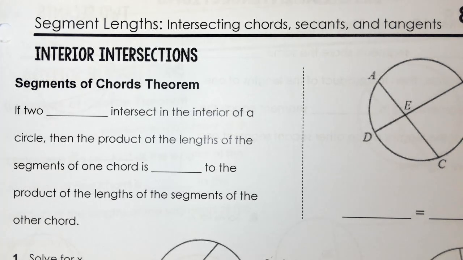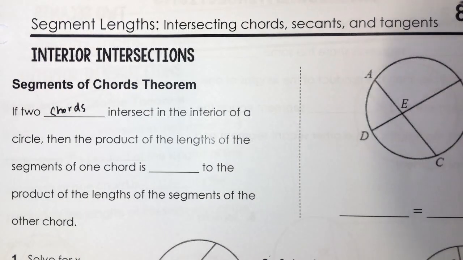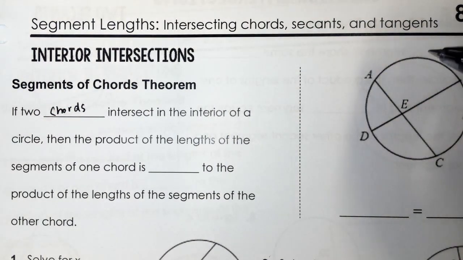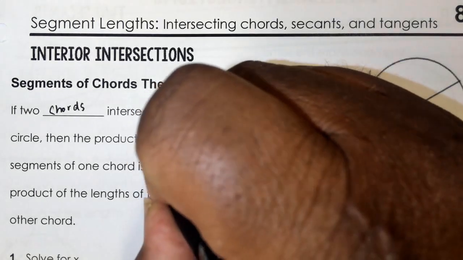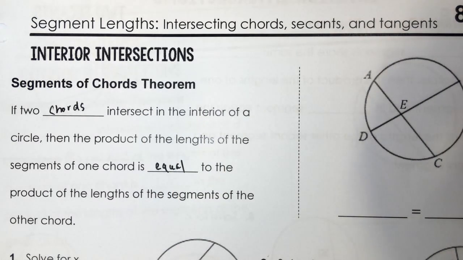Alright, the first theorem I'm going to teach you is about chords in a circle. Segments of chords theorem. If two chords intersect at the interior of the circle, then the product of the lengths of the segments of one of the chords is equal to the product of the length of the segments of the other chord. Product meaning the answer to multiplication, so we're going to be multiplying. It's very simple. You just got to watch how it matches up. I think the kids at last class were kind of surprised at how easy it was. It's pretty simple stuff.